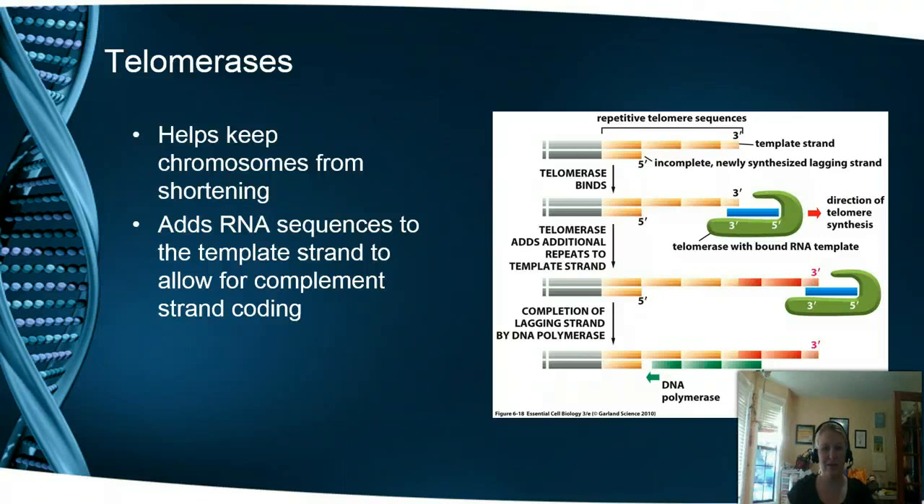But what we have to help prevent these from being totally shortened really quickly is telomerases. Telomerases are this enzyme that goes back and adds a little bit more RNA sequence to the very end that then allows the DNA to copy some of that. We're still going to lose some of our telomeres, and this is what actually contributes to aging within our cells. But we do conserve a lot more of it because of these telomerases.